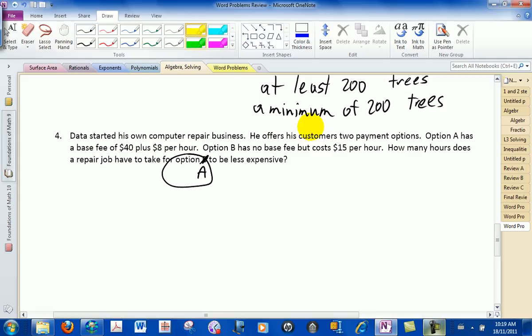Okay, so you should have option A just kind of highlighted. It's $40 for a base fee, $8 per hour. Option B, no base fee, so that means it's 0 for a constant, but 15 per hour. So what's your let statement? Yes, because we should have also highlighted how many hours for A to be less expensive. So let X equal the number of hours.